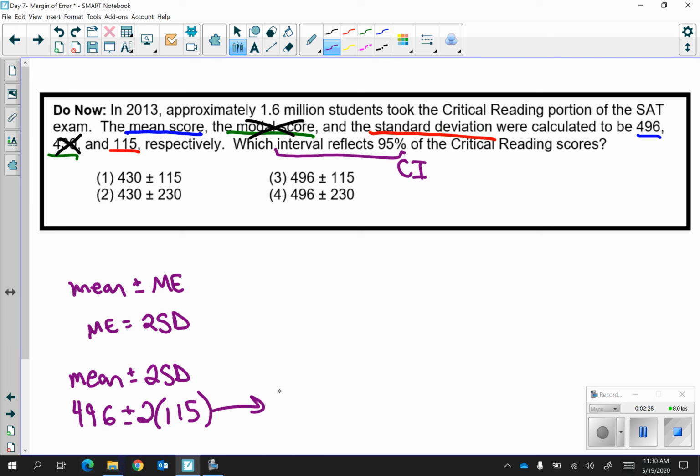If we simplify that, we get 496 plus or minus 2 times 115, which is 230. Oops, nope, not that one. This one, choice 4. Just be careful because you can see that 115 was an answer choice. They were hoping that you would forget to multiply it by 2.